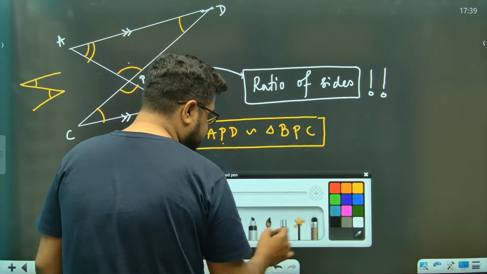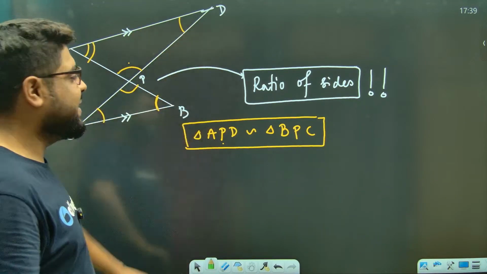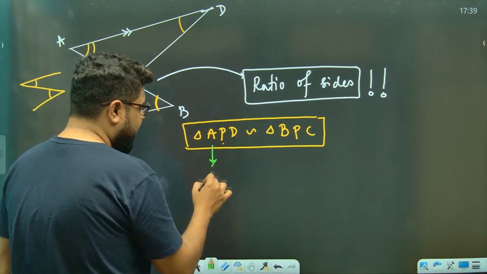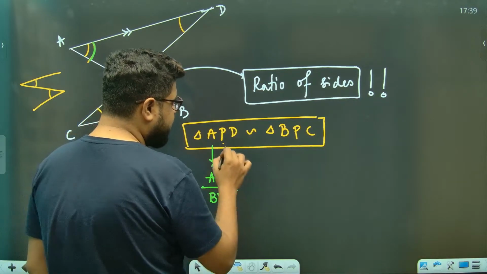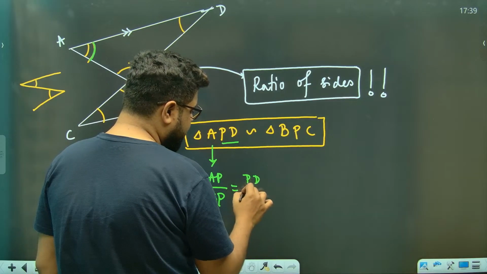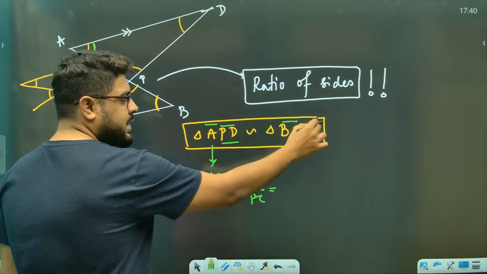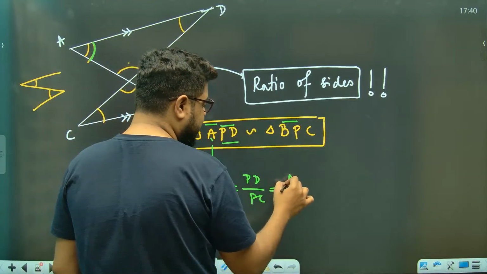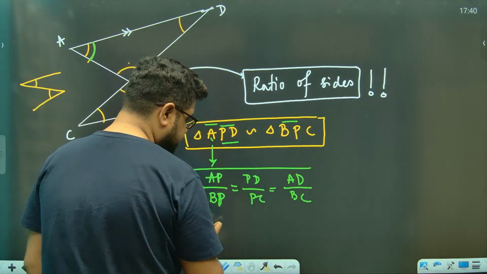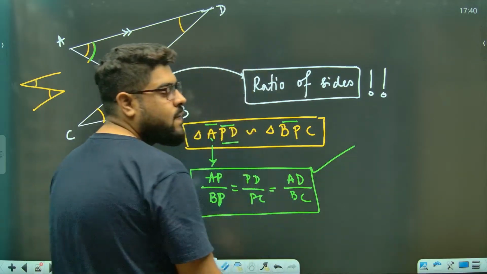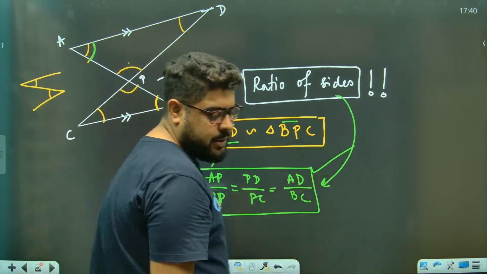Now, once I know this, then you see this picture is obsolete. I don't need it. I can simply write, sir, AP by BP is equal to, sir, PD by PC. First two, second two, and first and third, AD by first and third, BC. Done, sir. It is done. This is my answer to the ratio of sides.